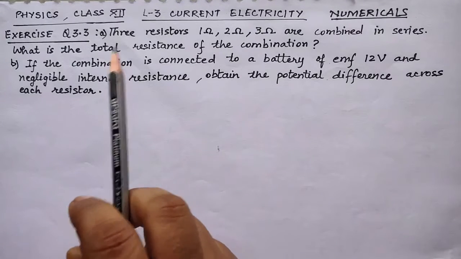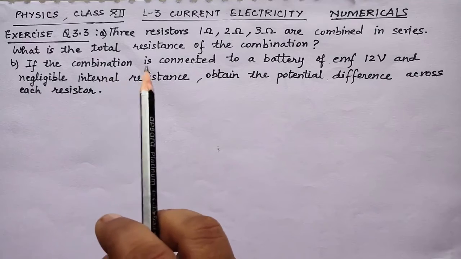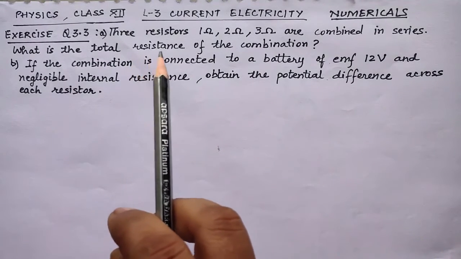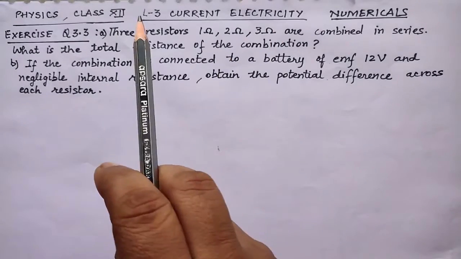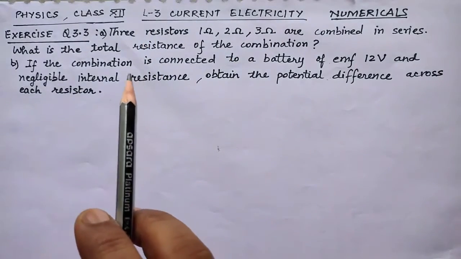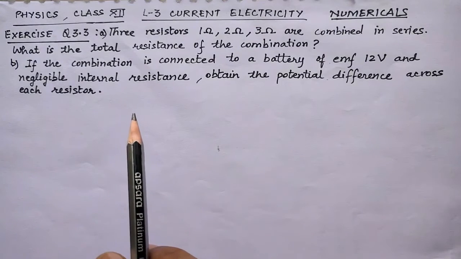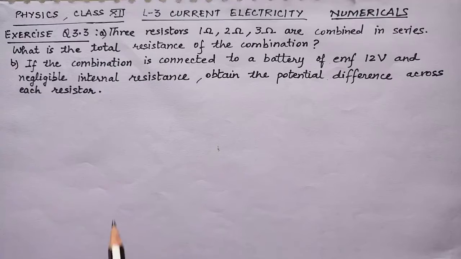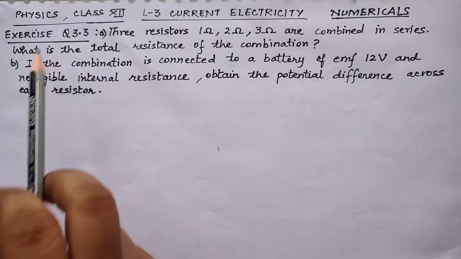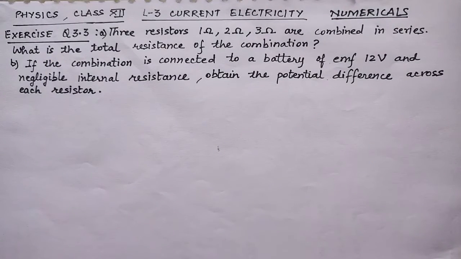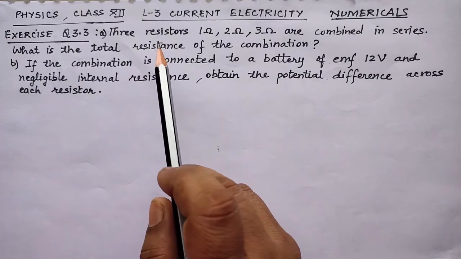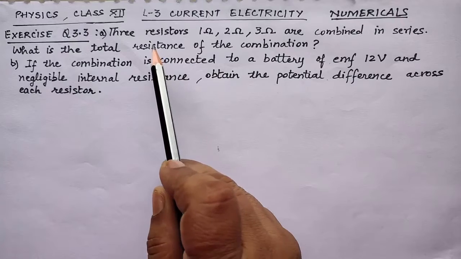In this class, we will take up once again the numericals of the lesson Current Electricity, 12th class physics. We are still doing the topic combination of resistances in series and parallel. The question I am taking up is the exercise question, 3.3 in the NCERT book. Let us read the question and understand it.